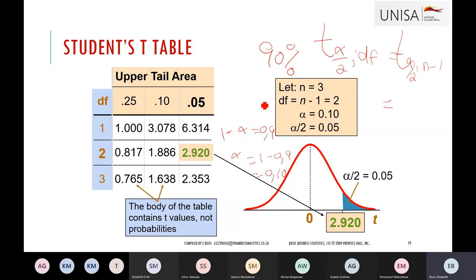Our alpha of 0.10 will be 0.10 divided by 2, and n is 3 minus 1, therefore our t will be t of 0.05 and 2. So we're going to use the two values, our degrees of freedom of 2 and alpha divided by 2 of 0.05. We go to the top of the table and look for 0.05, and go to the left side of the table and look for 2. Where they both meet, that's where we will find our critical value.